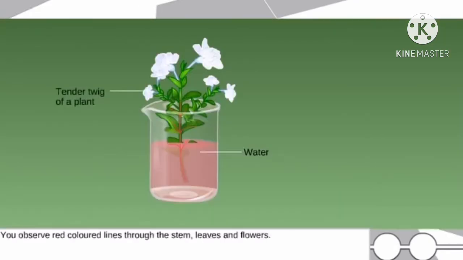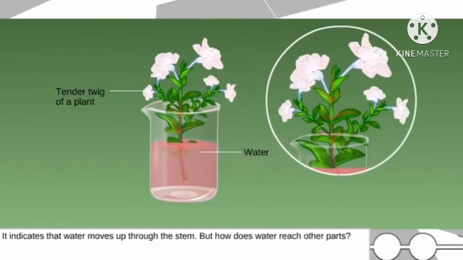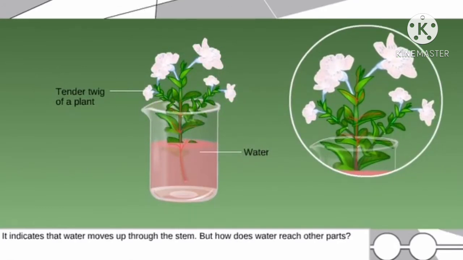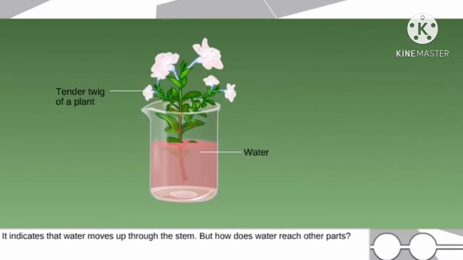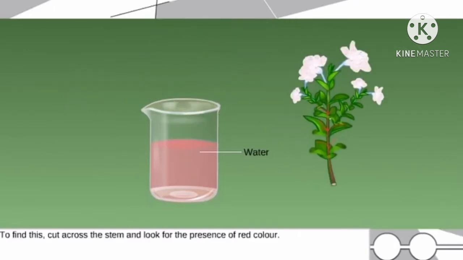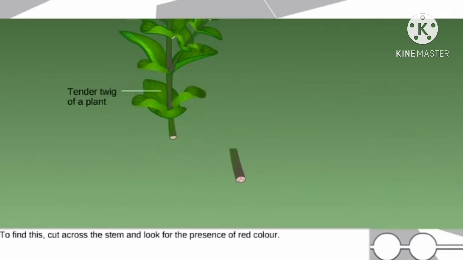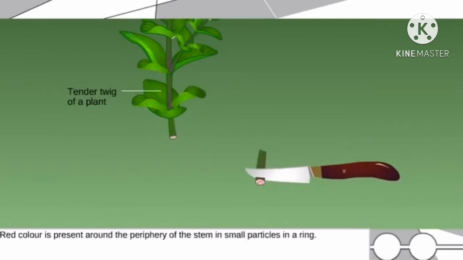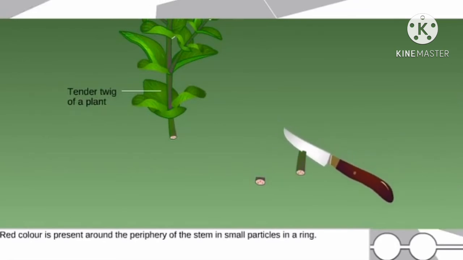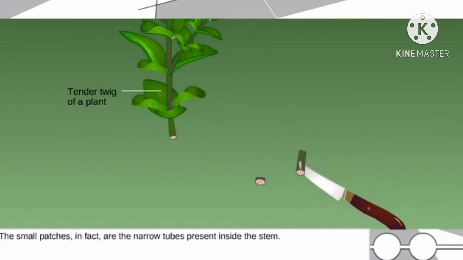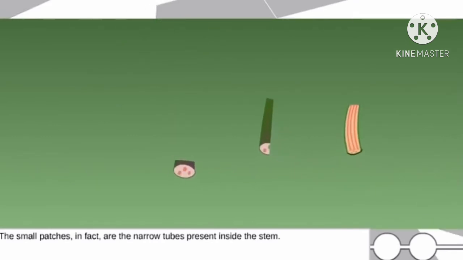After a few hours, we can observe the color appearing in the stem. If we keep this herb in the ink water for a longer time, the ink water rises in the stem and reaches other parts of the plant. It also reaches leaves and flowers, and the colors of these parts will also change. From this experiment, we can say that stem helps in upward movement of water and minerals.